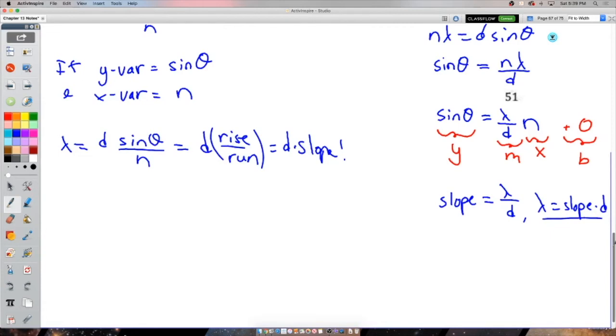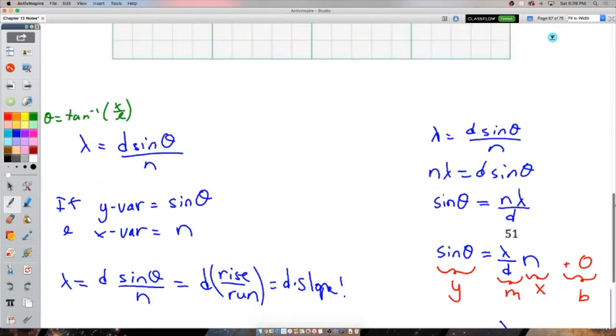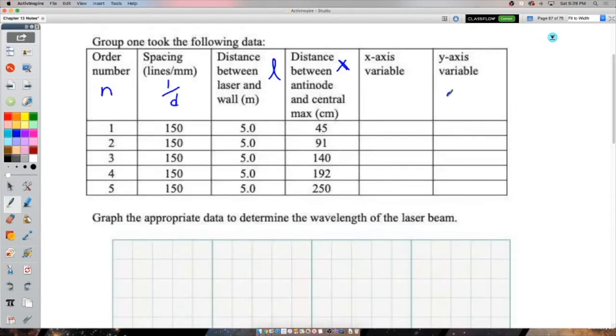Two different ways of thinking about it, same result. So let's go ahead and do this. What do we need? We need to plot sine theta as a function of n. Y will be sine theta, x will be n. I'm going to add another table here because to get sine theta, we're going to need to get theta.